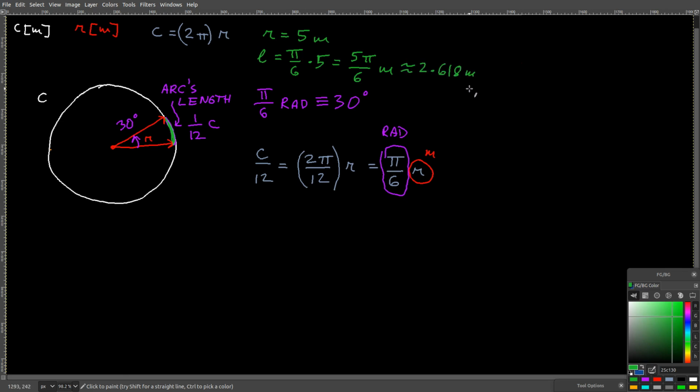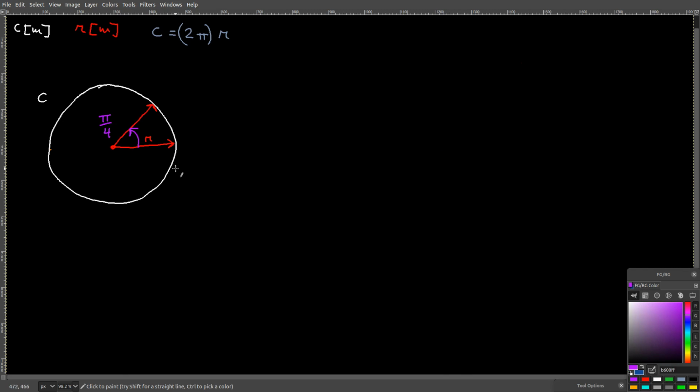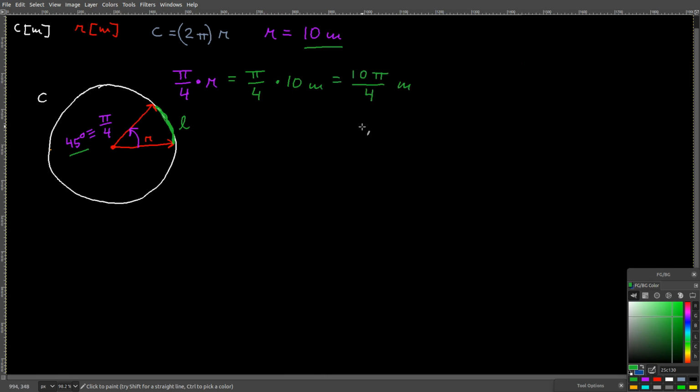2.618 meters. If I multiply pi over 4 radians, which is 45 degrees, by radius in meters, which is, let's say, 10 meters, then the arc's length of the circle with a 10 meter radius corresponding to 45 degrees is pi over 4 radians times 10 meters, and it equals 10 pi over 4 meters, which is approximately 7.85 meters.